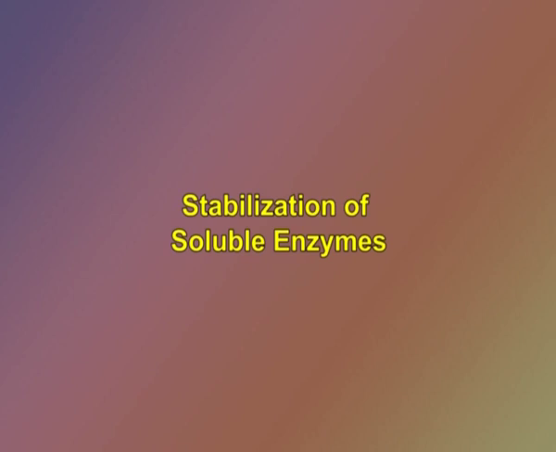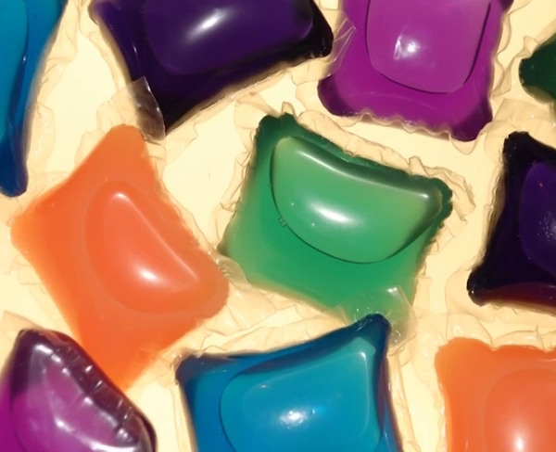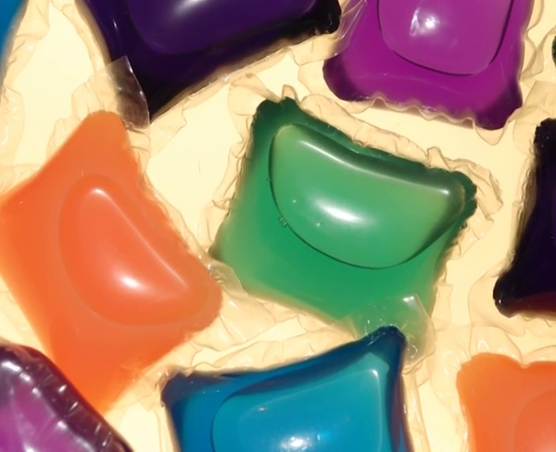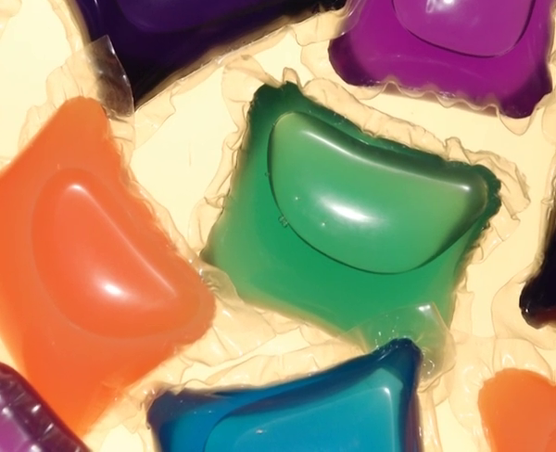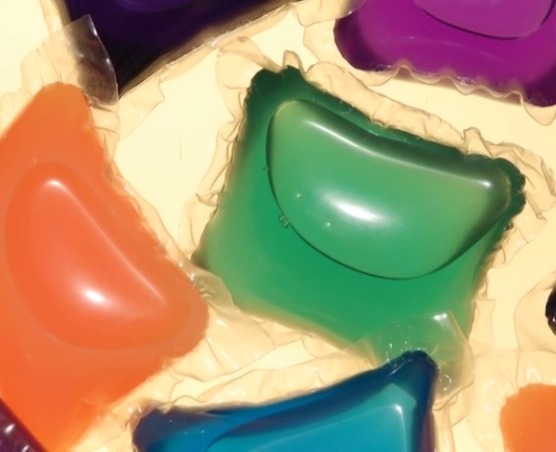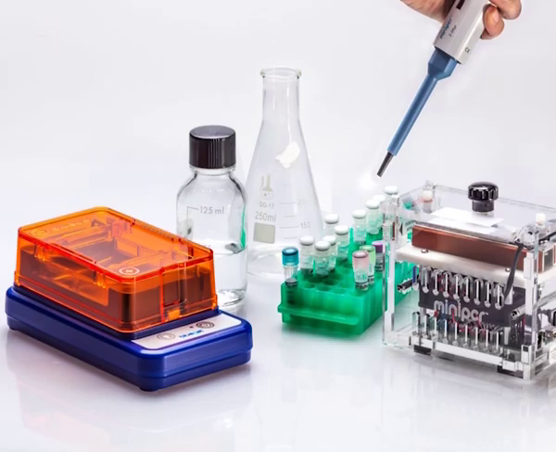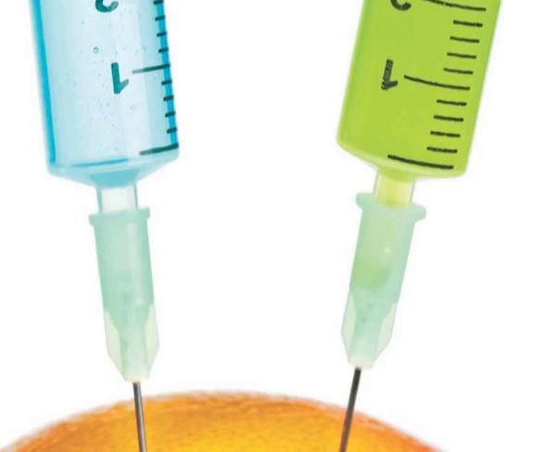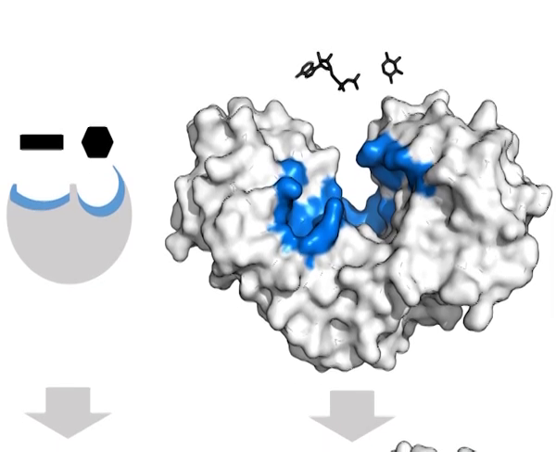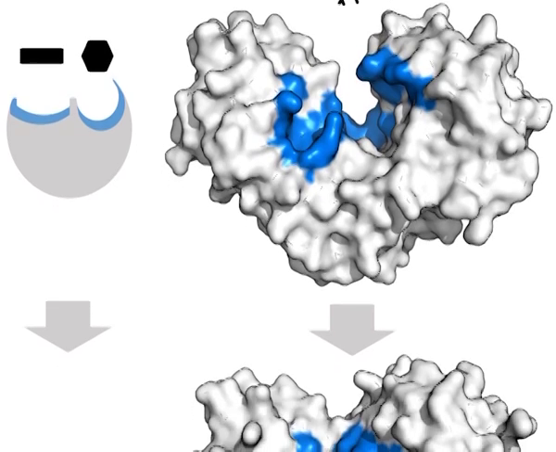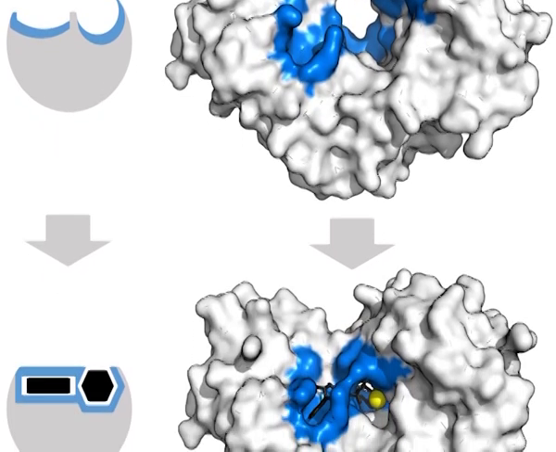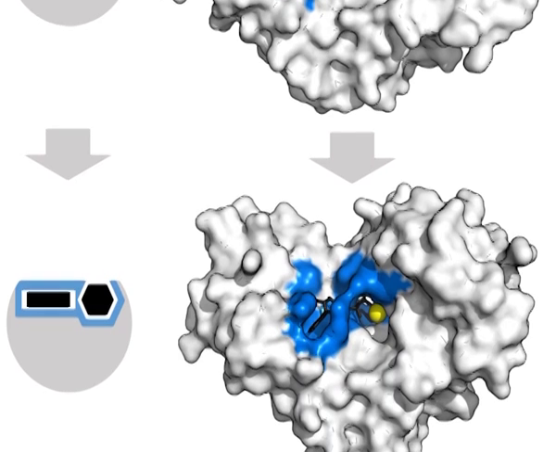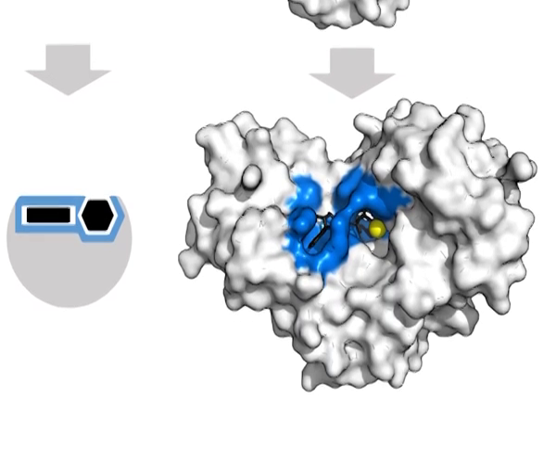Stabilization of soluble enzymes. Some of the enzymes cannot be immobilized and they have to be used in soluble form. For example, enzymes used in liquid detergents, some diagnostic reagents, and food additives. Such enzymes can be stabilized by using certain additives or by chemical modifications. The stabilized enzymes have longer half-lives, although they cannot be recycled. Some important methods of enzyme stabilization are briefly described.